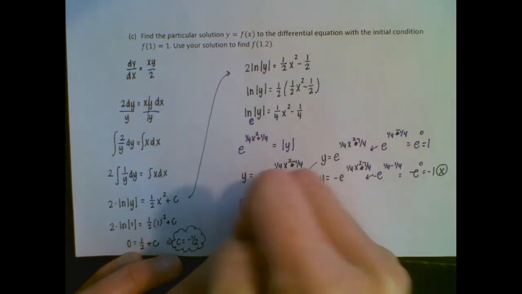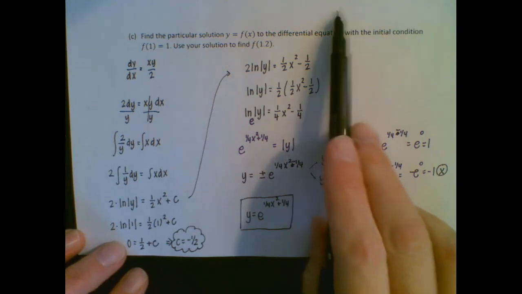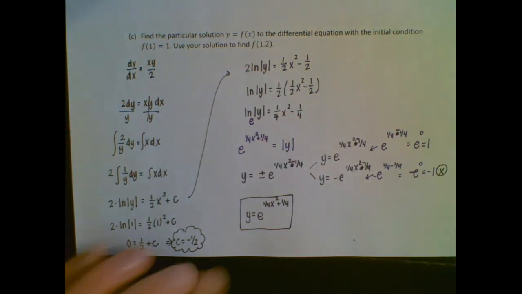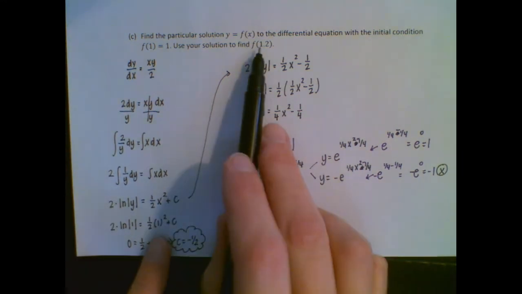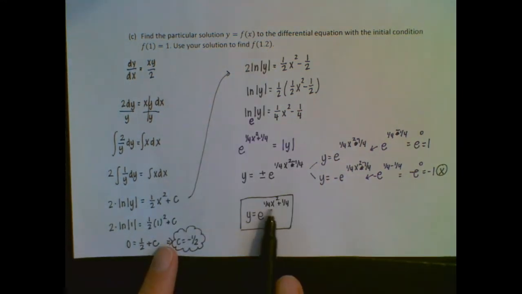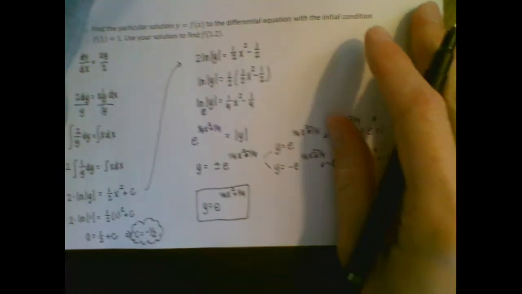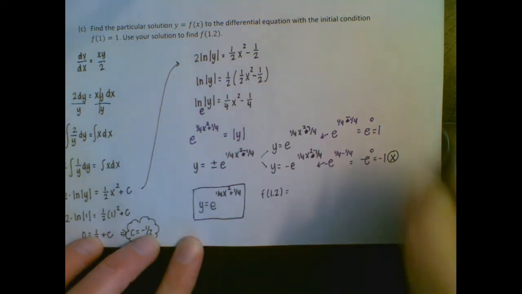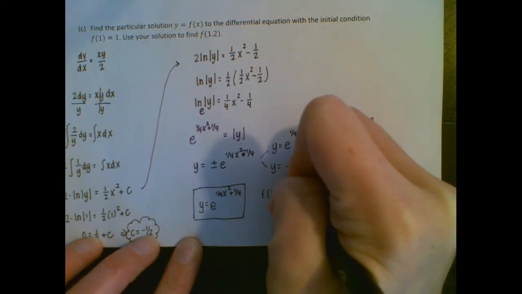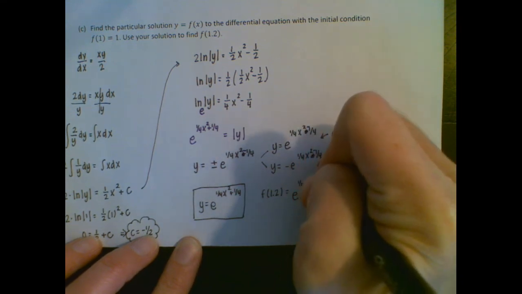But the other part of our question is also asking us to use the solution to find f of 1.2, which we did up in part B with the tangent line. But now that we know what our particular solution is, we want to know, okay, what happens if I take a 1.2 and I substitute it in up here in my exponent? So here's the second part of the question. What is f of 1.2? Well, that's going to be e to the 1/4 times 1.2 squared minus 1/4.